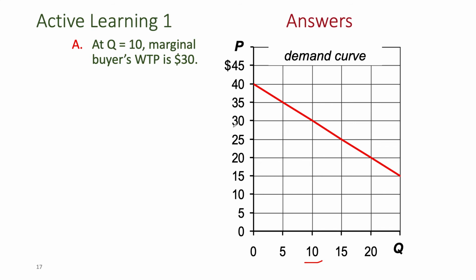Why is this person the marginal buyer when the quantity is 10? If the price goes up by even a small amount, from $30 to $30.01, I'm going to lose this buyer. That buyer is going to stay out of the market because their willingness to pay is only $30. They won't pay a cent more than $30, and they just leave the market. And if the price moves down even by a small amount, an additional buyer is going to jump into the market. So when the quantity is 10 units, the marginal buyer has a willingness to pay of 30 bucks.